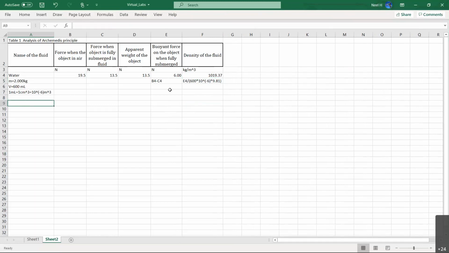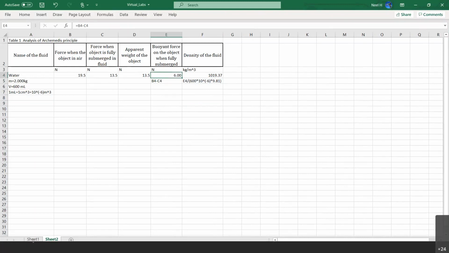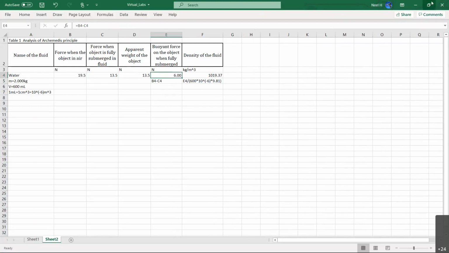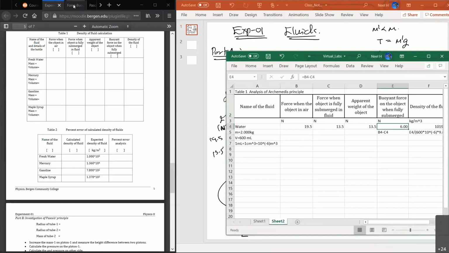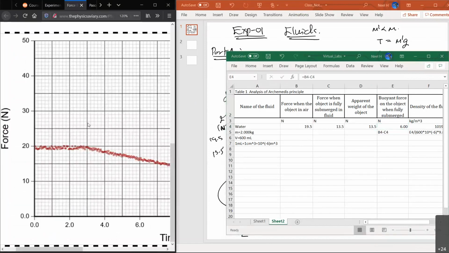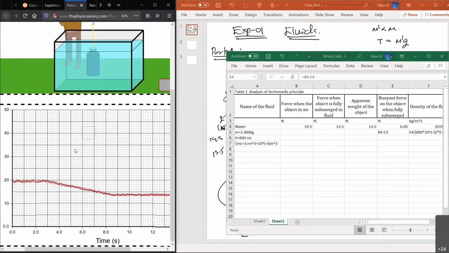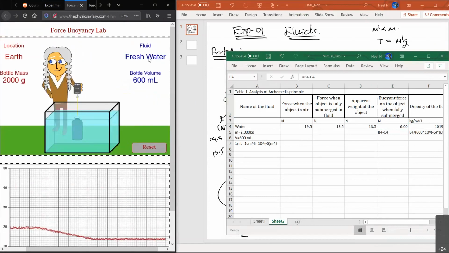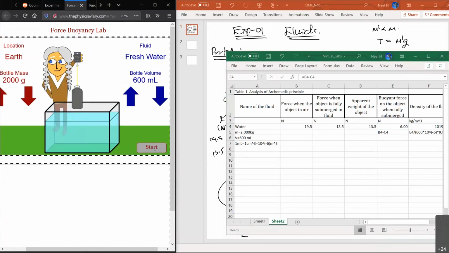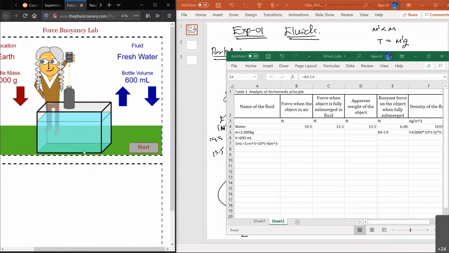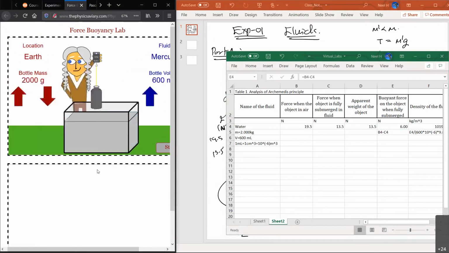Now you can see as we go on to the next and so on, this calculation is much easier, because if you do it for one cell, then the rest you can do very easily. So let's continue. All we have to do now is change the fluid type. If you click once, the fluid type will change. You have to reset before you make any changes. Don't change the mass or the bottle volume yet. Change it to mercury.